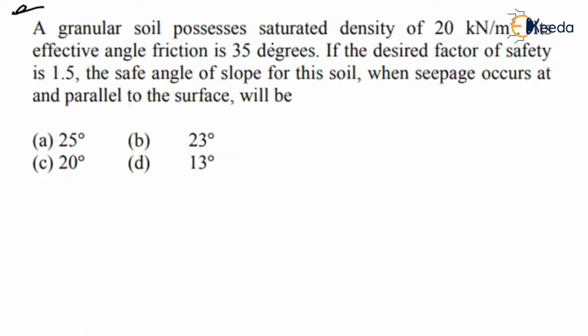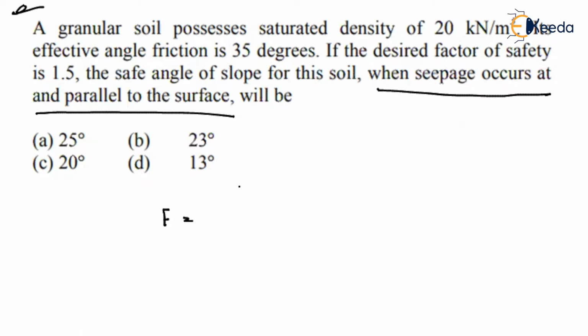A granular soil possesses saturated density 20 kN/m³. Its effective value is given. Desired factor of safety is also given. What they are asking is the safe angle of slope when seepage occurs parallel to the surface. I think it is a direct question if you remember.